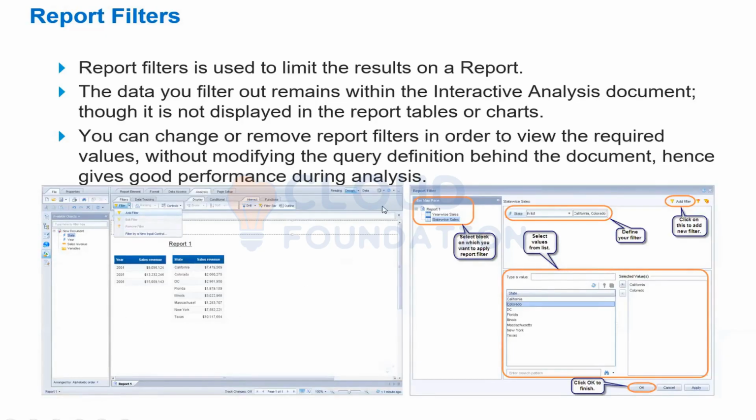From the query panel, we might have a lot of data. We might have data for all the years, and it is loaded in the report. But if we create a report filter on year, the data is there from the database in this tab, but here it will not display because we applied a filter. You can change or remove report filters in order to view the required values without modifying the query definition behind the document. Hence, it gives good performance during analysis.